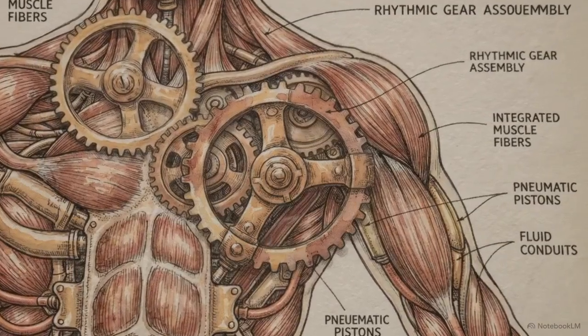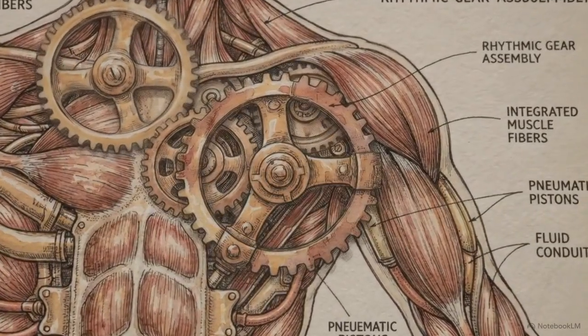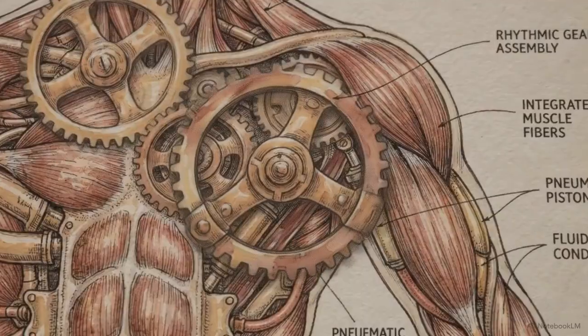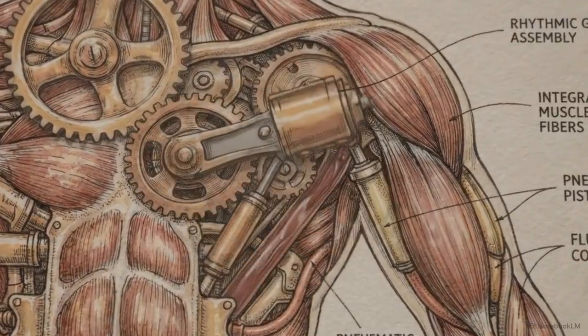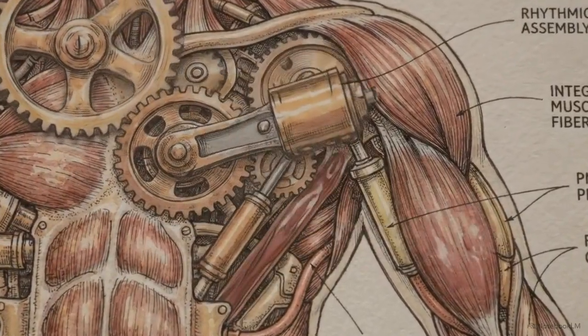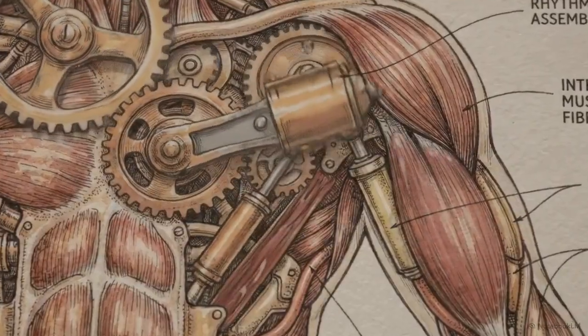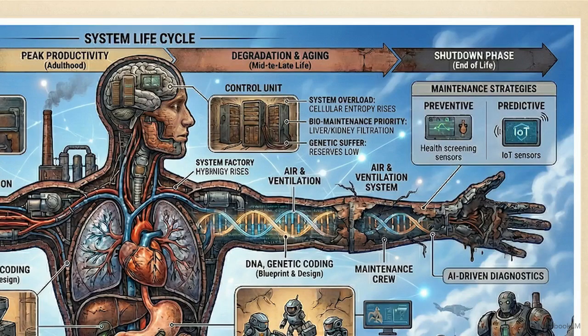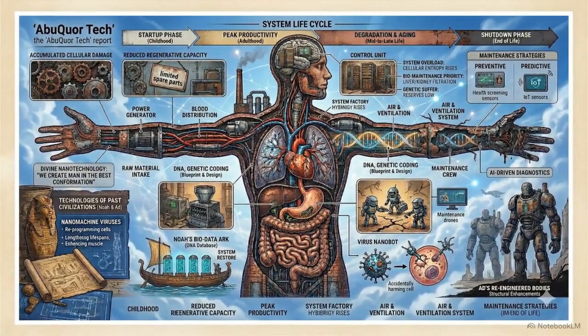To understand human degradation, the Abu Core Tech framework requires a total reclassification of physiology as an entropic, high-precision industrial production facility. This schematic details how aging operates within the facility. It maps the predictable mechanical degradation that occurs when a system is subjected to thermodynamics. To map systemic failure, we must treat human organs as individual mechanical subsystems within this framework.